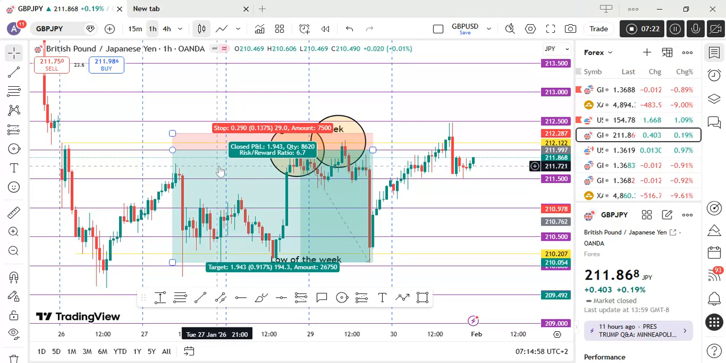From the day I called this bias, price never triggered this psychological level, 212.00. I was waiting for price to trigger this level because I found my confluences around it. I have the psychological level acting as resistance to push the market to the downside. Then I have the high of the week, which is also acting as a resistance to drive the market to the downside. That was why I said I was waiting to enter at this level here.